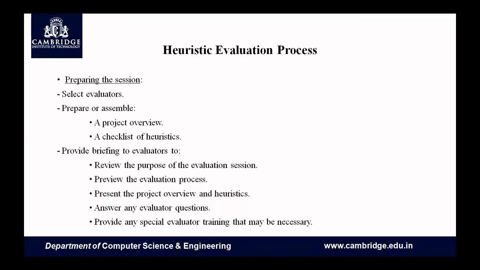So how does the heuristic evaluation process go? The first step is we select the evaluator, the tool. Then we prepare a project overview. We prepare a checklist of all the usability cases. That is the preparation part: first select the tool, then prepare the project overview and prepare a checklist of all the usability problems or usability cases, that is, heuristics.